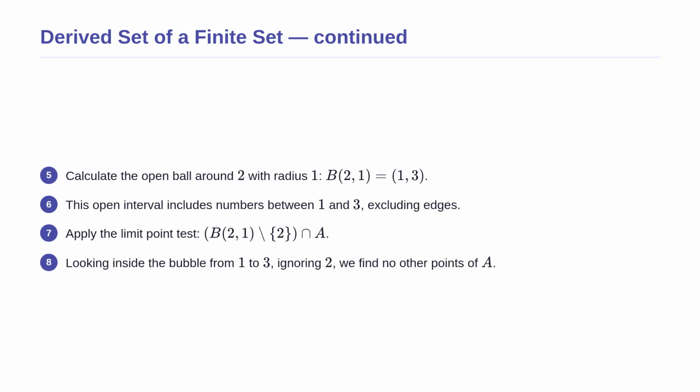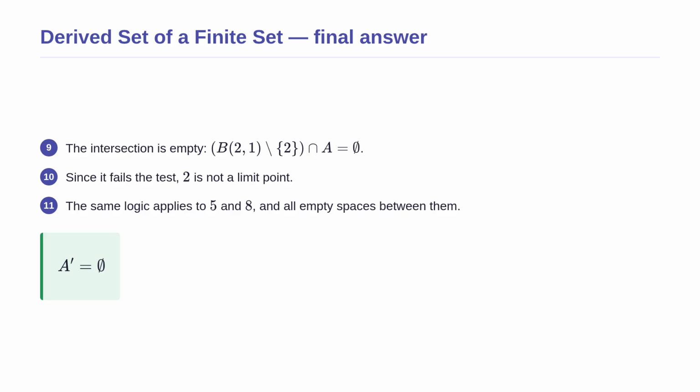We look inside the bubble from 1 to 3, but we strictly ignore the center point 2 itself. When we do this, we see that neither 5 nor 8 are inside this bubble. We chose a small radius specifically to test if the points are truly crowded right next to our target. Because the overlap with our set A is completely empty, the number 2 fails the test and is not a limit point.